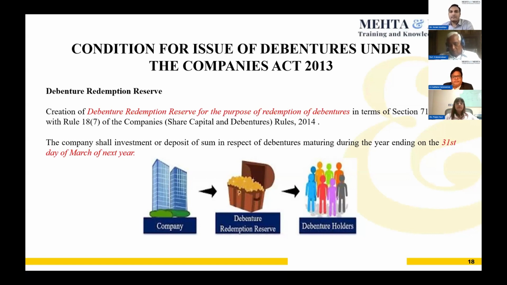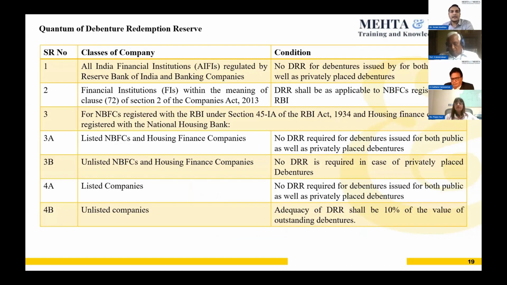The company shall comply with the requirements with regard to DRR and invest and deposit the redemption sum in respect of the debentures maturing during the year ending 31st March of the next year. The quantum of the DRR varies as per the category of the companies. No DRR is required for debentures issued, be it public or privately placed, in case of all India financial institutions regulated by the Reserve Bank of India and banking companies. Secondly, in case of financial institutions as defined in Section 2(72) of the Companies Act, DRR shall be applicable only in case of an NBFC registered with RBI.